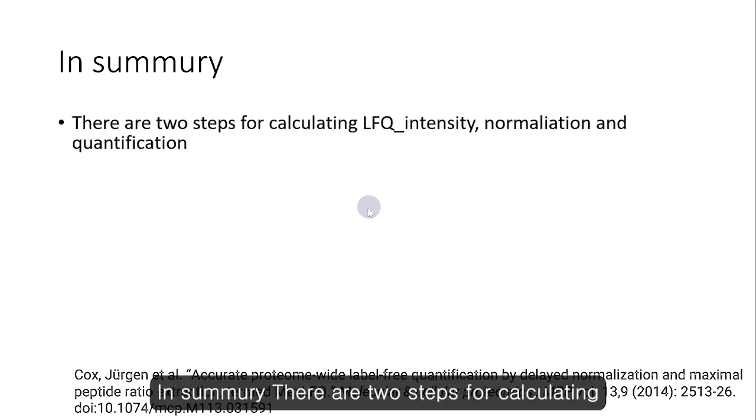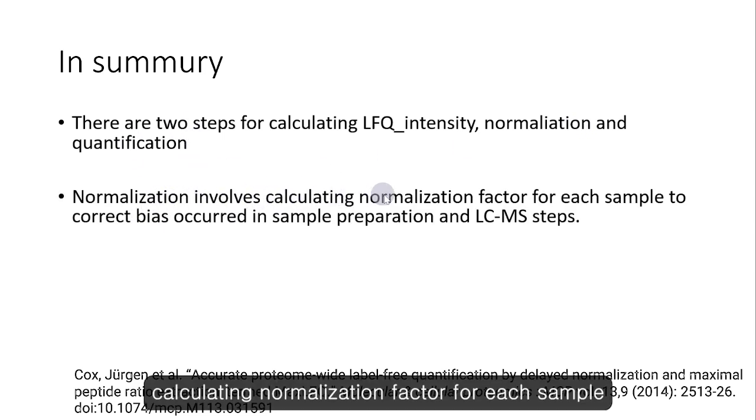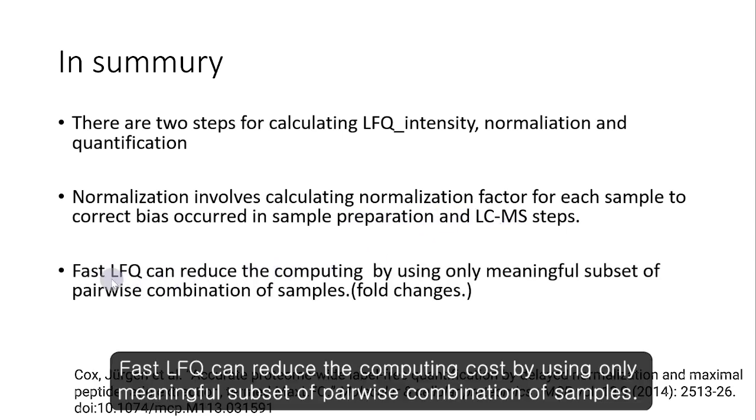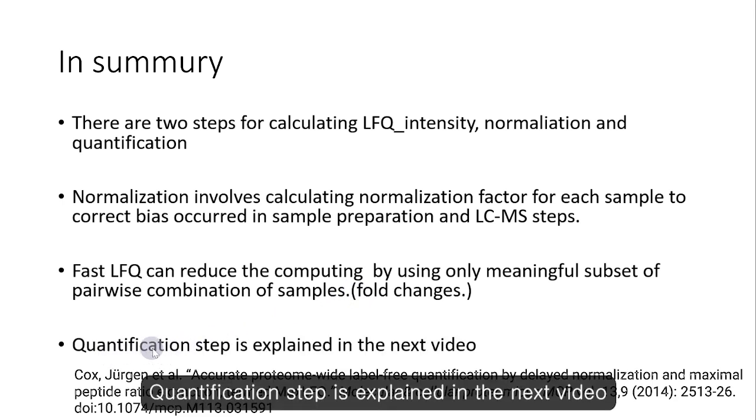In summary, there are two steps for calculating LFQ intensity: normalization and quantification. Normalization involves calculating the normalization factor for each sample to correct bias that occurred in sample preparation and LCMS steps. Fast LFQ can reduce the computing cost by using only a meaningful subset of pairwise combinations of samples. The quantification step is explained in the next video.